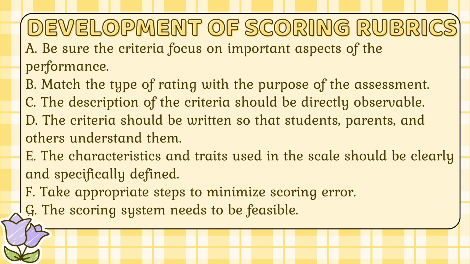C. The description of the criteria should be directly observable. Description focused on behavior or characteristic of the performance. D. The criteria should be written so that the students, parents, and others understand them. Criteria should be discussed first with the students so they can easily comprehend the idea. E. The characteristics and traits used in the scale should be clearly and specifically defined. Discuss the details of the description to avoid misinterpretation.